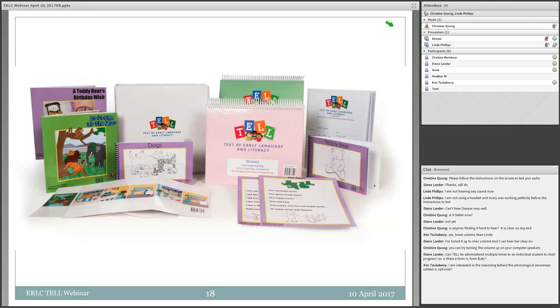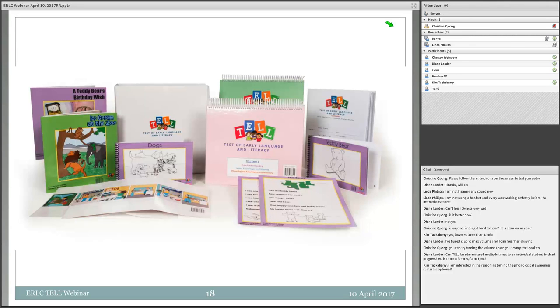And I'll turn it back over to Denyse and Linda. I see there's a few questions in the chat box. I don't see my chat box, Siobhan. Yeah, that's fine. I'll just read out Diane's question: can the test be used multiple times with an individual student to chart progress? For example, is there a Form A, Form B, etc.? Okay, Linda, did you hear that? Yes, I did. Okay, did you want to go ahead with that, or do you want me to answer? Well, you can answer it. You go ahead if you want.